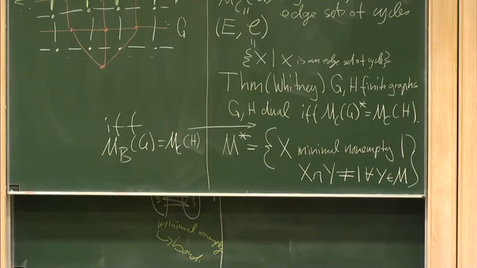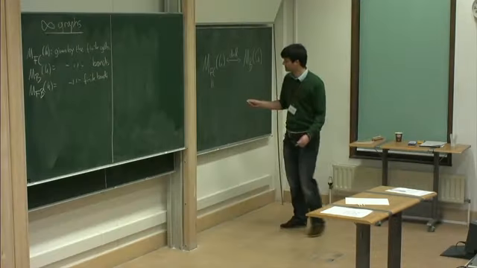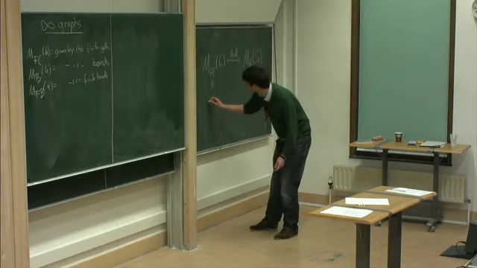So you mean you just extended it from finite to arbitrary graphs, that equality? Yeah. And the proof is just the same way. This is true like in the finite case. But I didn't show you the finite proof.